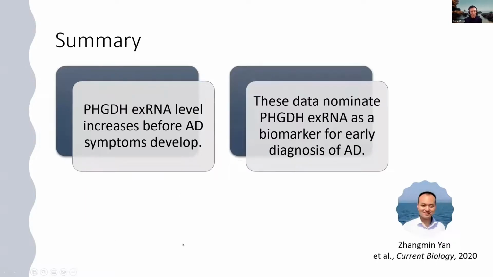So I wanted to quickly summarize: PHGDH extracellular RNA level increases before AD symptoms develop, and this data nominate PHGDH extracellular RNA as a biomarker for early diagnosis of AD. So this work was led by Dr. Zhangming Yan, at that time a postdoc, now a lead scientist in Novo Nordisk.